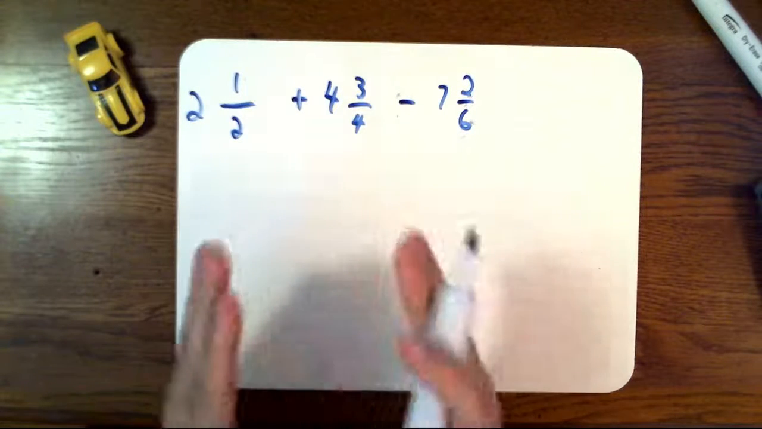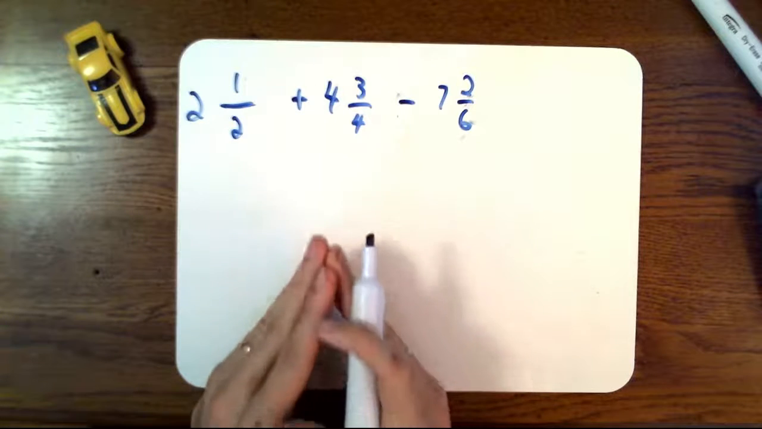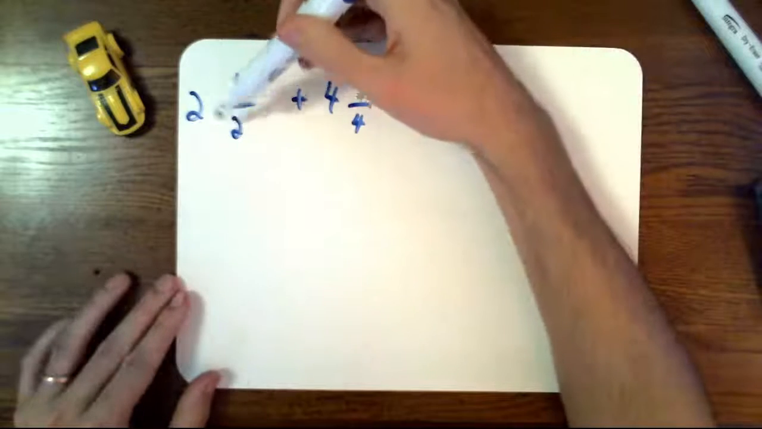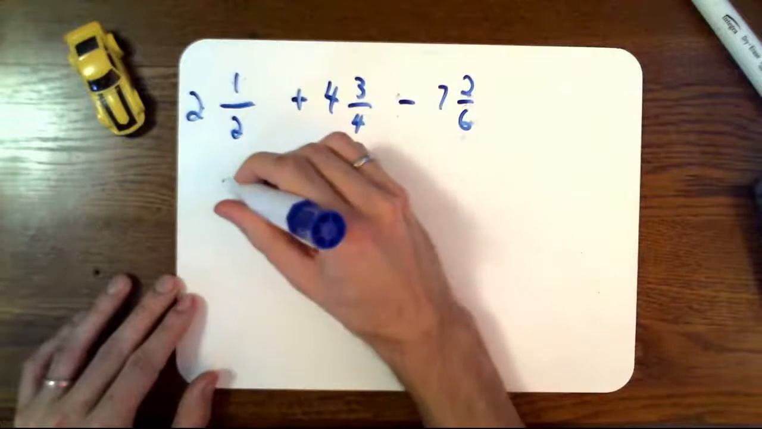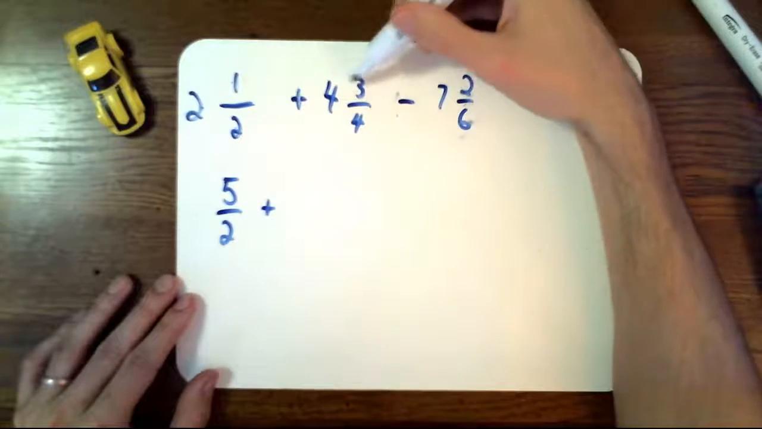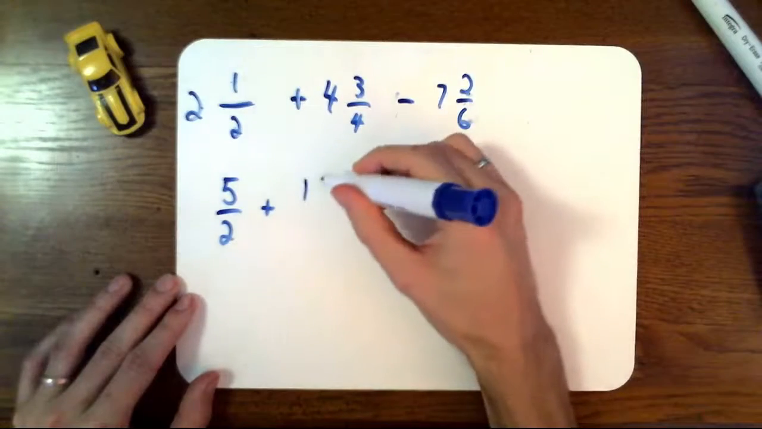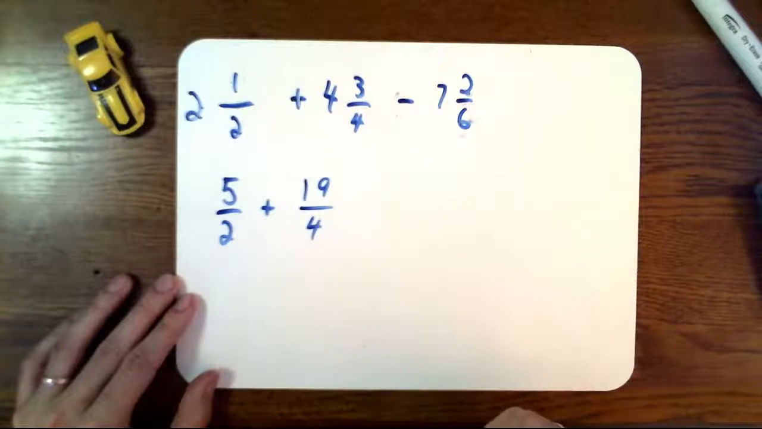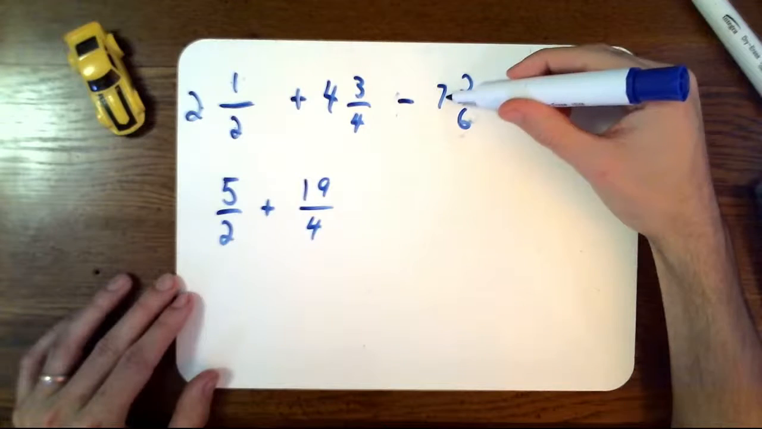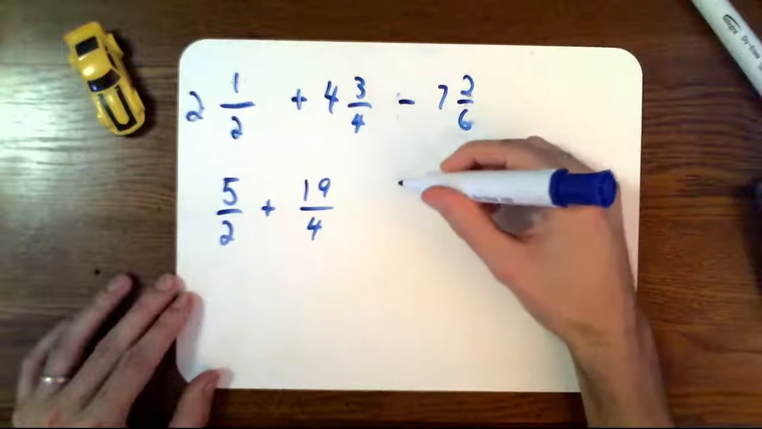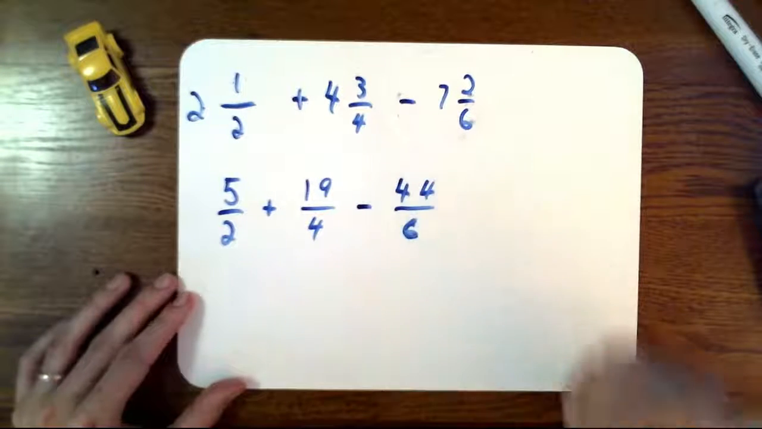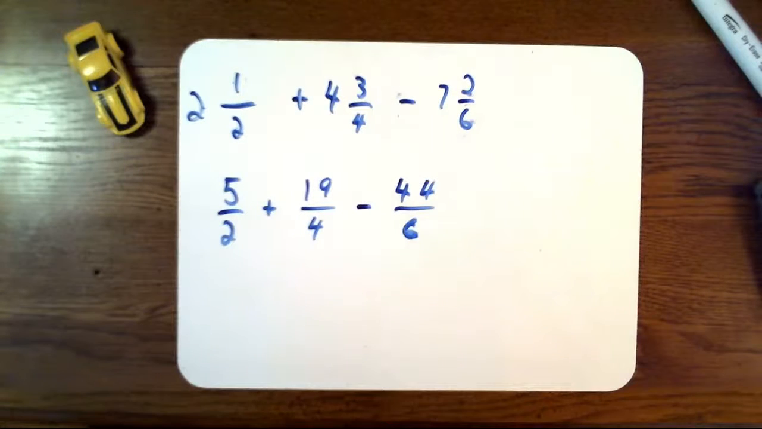So the first thing I recommend is changing all of these to improper. So 2 times 2 is 4, plus 1 is 5. 4 times 4 is 16, plus 3 is 19. 6 times 7 is 42, plus 2 is 44. So now we can add and subtract them, right?